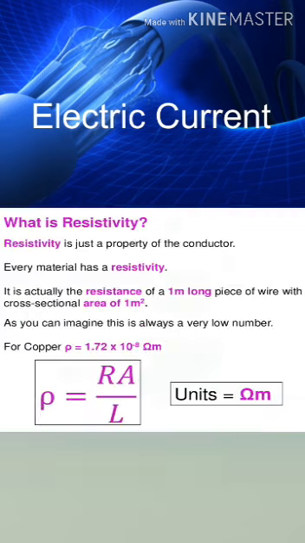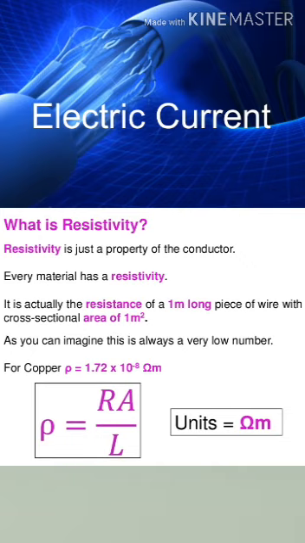What is resistivity? Resistivity is just a property of a conductor. Every material has a resistivity. It is actually the resistance of a 1 meter long piece of wire with a cross-sectional area of 1 square meter. As you can imagine, this is always a very low number. For copper, rho equals 1.72 times 10 to the power of minus 8 ohm meter. Rho equals RA by L, with units of ohm meter.